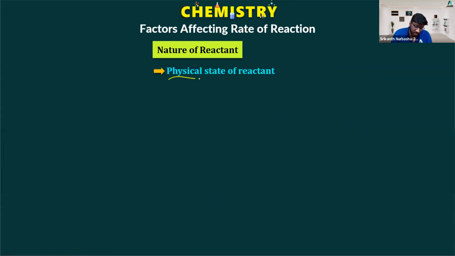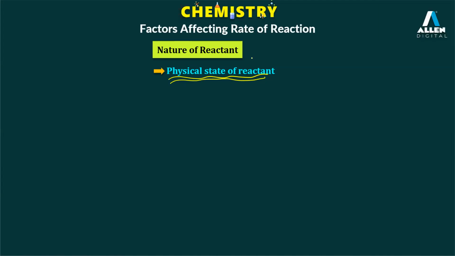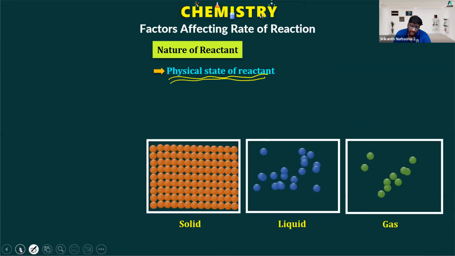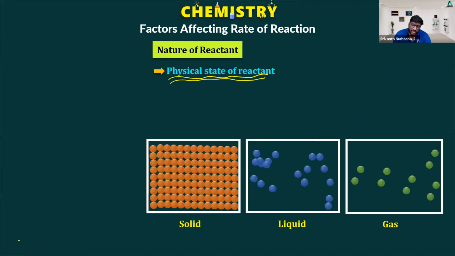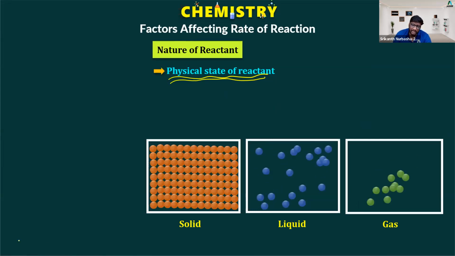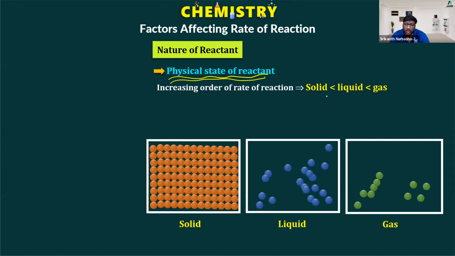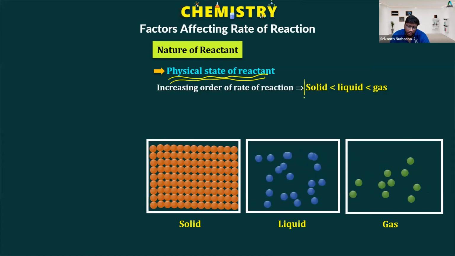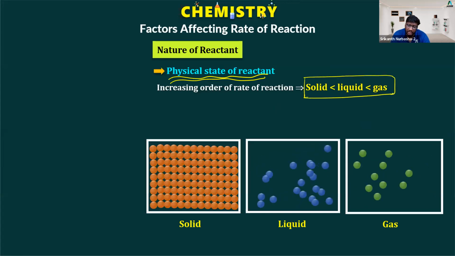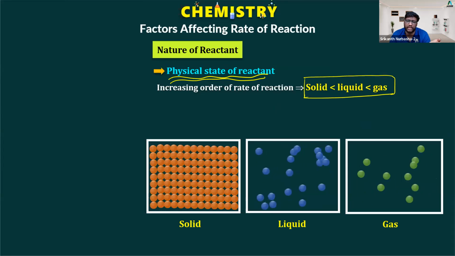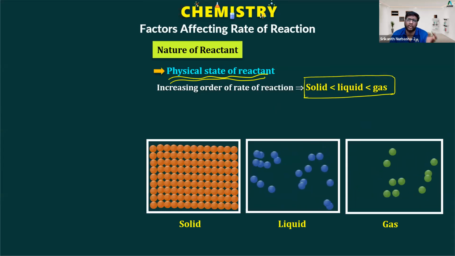First is physical state of reactant, where the rate of reaction is going to be highest. Gaseous state. Why? For solid, liquid and gas, if you try to compare, where the collisions are greater? So obviously gaseous state. So increasing order of rate of reaction is solid least, then liquid, then gas. You can easily understand that in solid, the intermolecular force of attractions are greatest, because of strong intermolecular force of attractions, they don't want to collide.